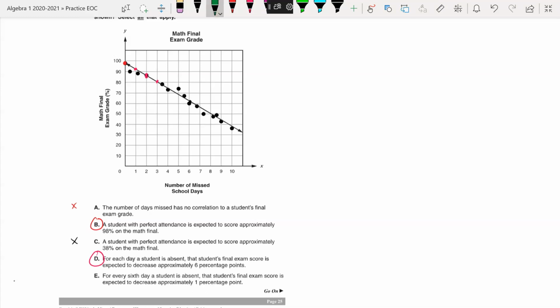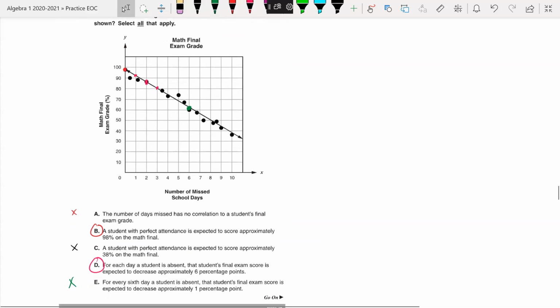And then E says for every 6th day a student is absent, the student's final exam score is expected to decrease approximately 1 percentage point. If you miss 6 days, your test score goes from a 98 all the way down to a 62. So it's more than 1 percentage point, so it's not E. Your answers on number 24 should have been B and D.